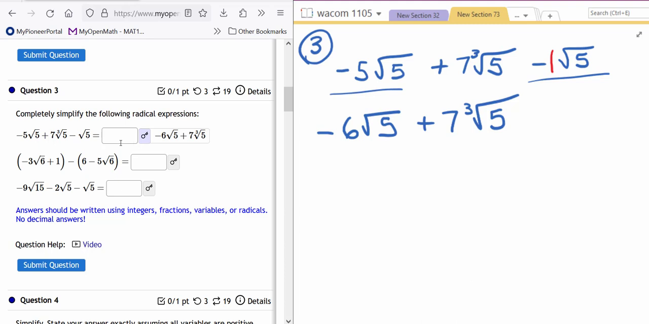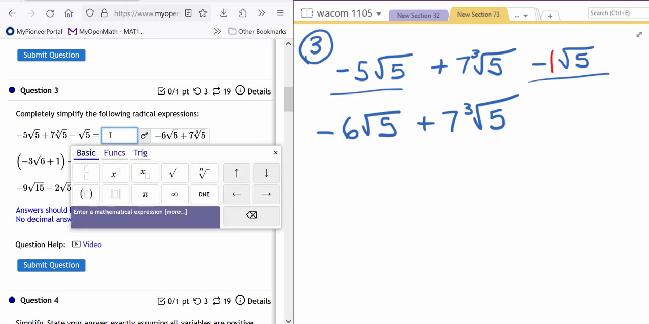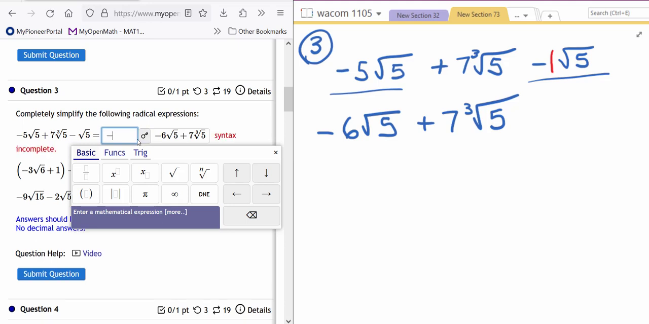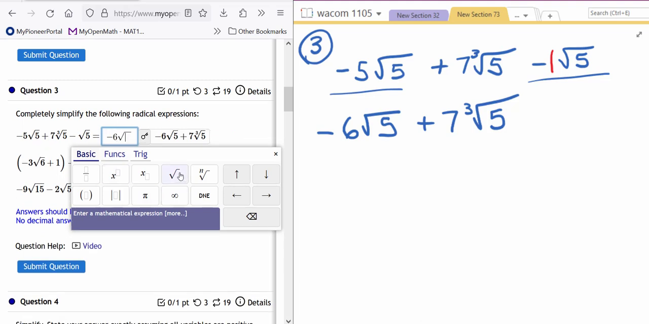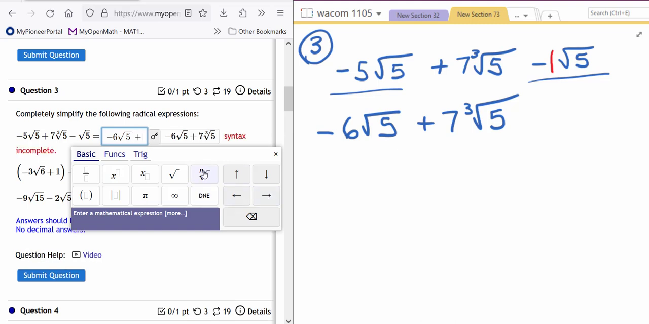Good. We might type that one in to see if there's anything that should give you trouble. So negative from your keyboard, 6, and your square root of 5. Make sure you get out from under the radical. So you can click at the end, or you could have used the arrow button. Either one. And then I need plus, right, and I need this other root button.